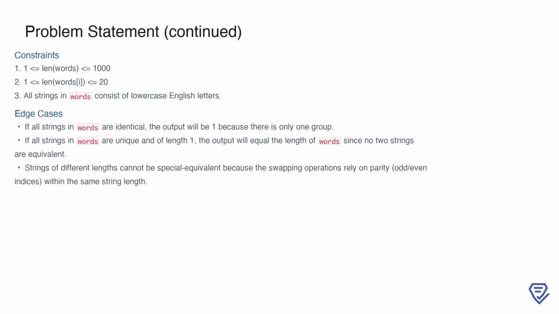Another edge case is when all strings are unique and have a length of 1. In that case, since no two strings can be special equivalent, the number of groups will equal the length of the array. It's also important to note that strings of different lengths can never be special equivalent because the swapping operations depend on characters at even or odd indices, which are defined relative to the string's length. These constraints help guide us in designing an efficient solution to the problem.